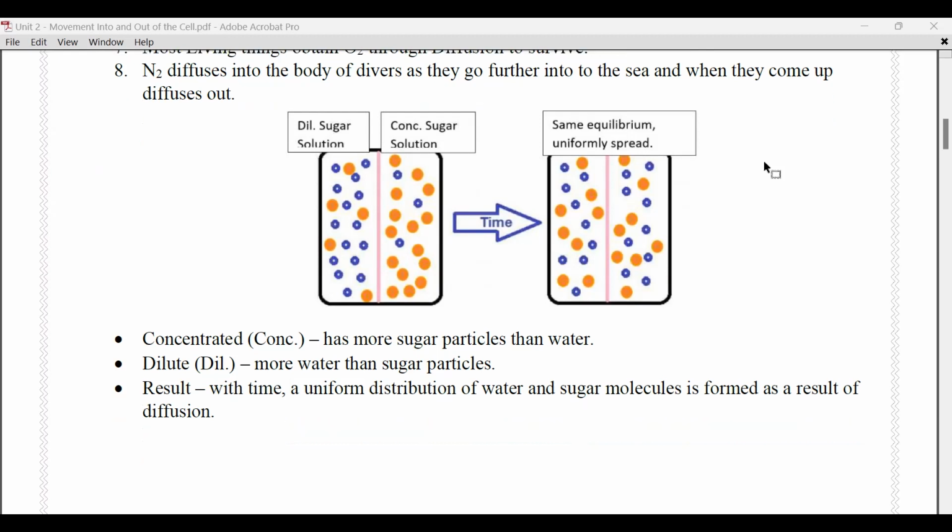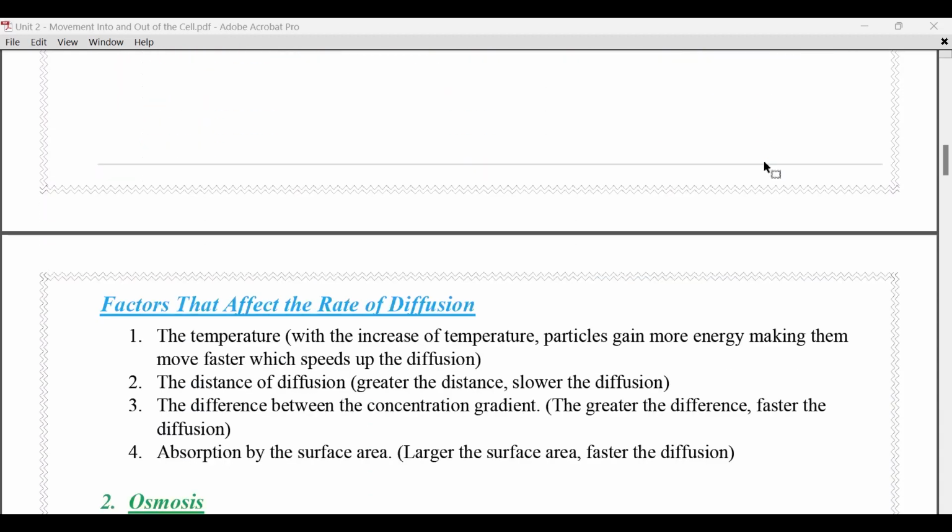Moving forward to the factors that affect the rate of diffusion, which include: 1, temperature, where with an increase in temperature, the rate of diffusion always increases as particles gain energy. 2, the distance of diffusion, where if there is a larger distance, diffusion would always be slower. 3, the difference between the concentration gradients, where if there is a larger difference between concentration gradients, the rate of diffusion will be faster. And 4, the surface area, where if there's a larger surface area, diffusion would always be faster. In general, have these 4 factors in mind, as you might get to explain certain scenarios related to diffusion where these points would carry marks.